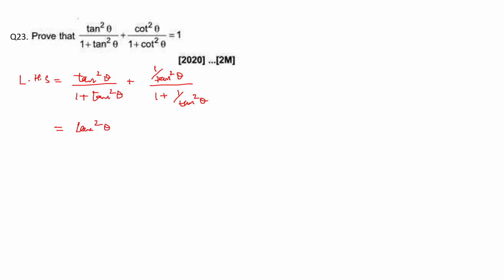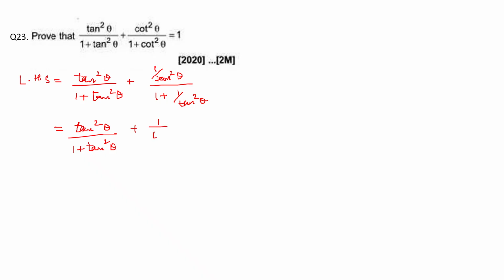Question 23. Prove that tan square theta by (1 plus tan square theta) plus cot square theta by (1 plus cot square theta) is 1. So first we will take the LHS. So it is tan square theta by 1 plus tan square theta. And I'm going to change cot square theta also as 1 by tan square theta, so 1 plus 1 by tan square theta in the denominator.